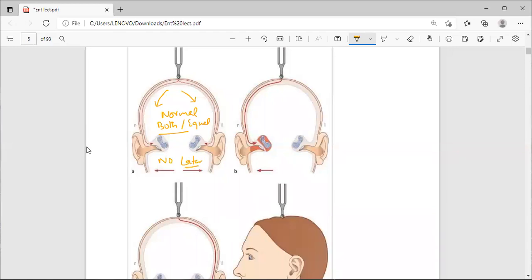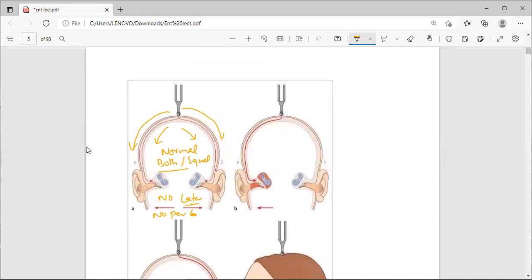Lateralization means perceiving sound greater in one ear than the other. So there will be no lateralization, no perceiving of sound greater in one ear. So this is called normal. You can see here the tuning fork is struck equidistant from both ears, and the sound has gone the same way into both ears.